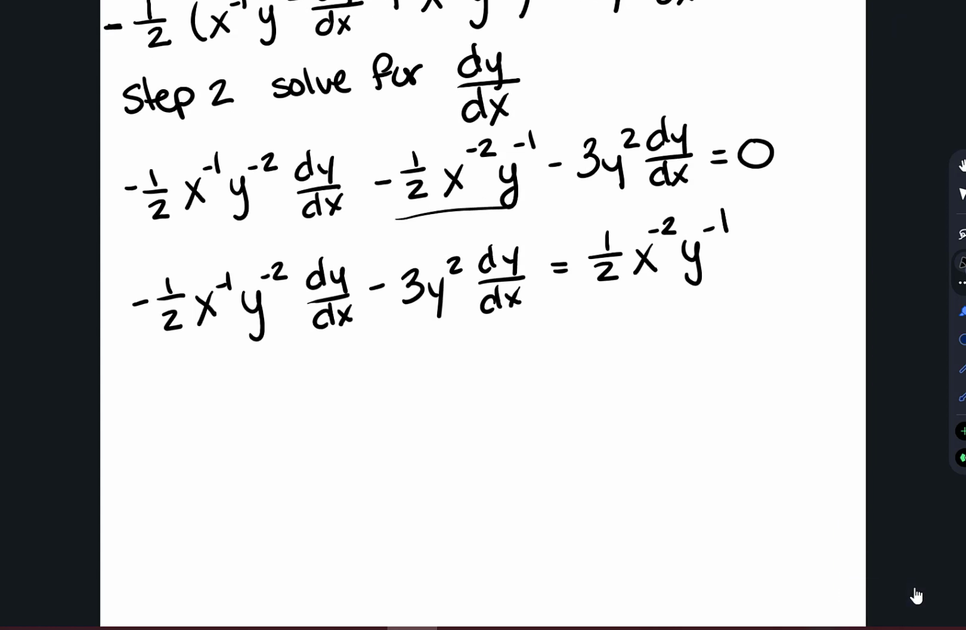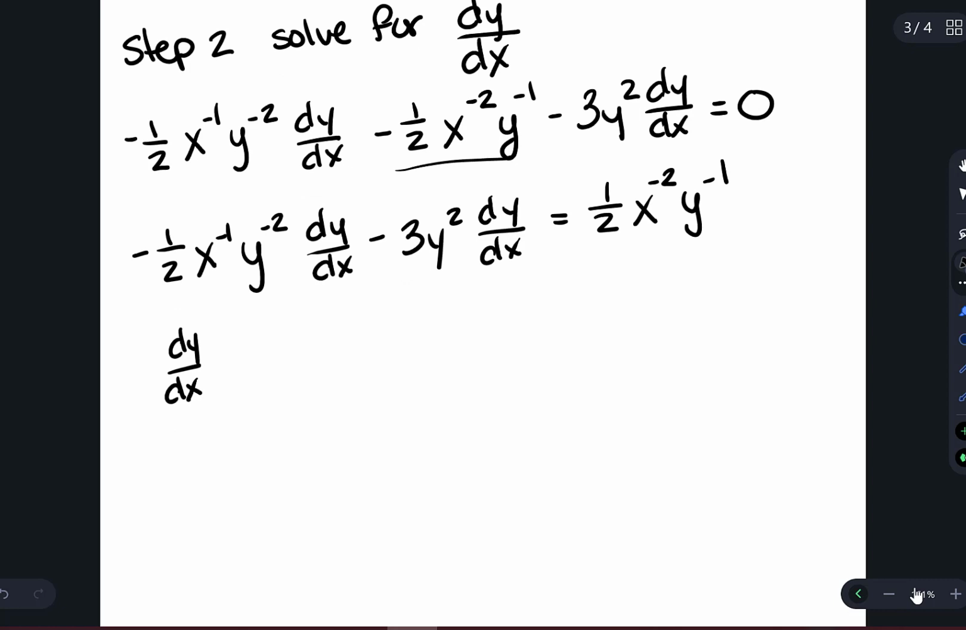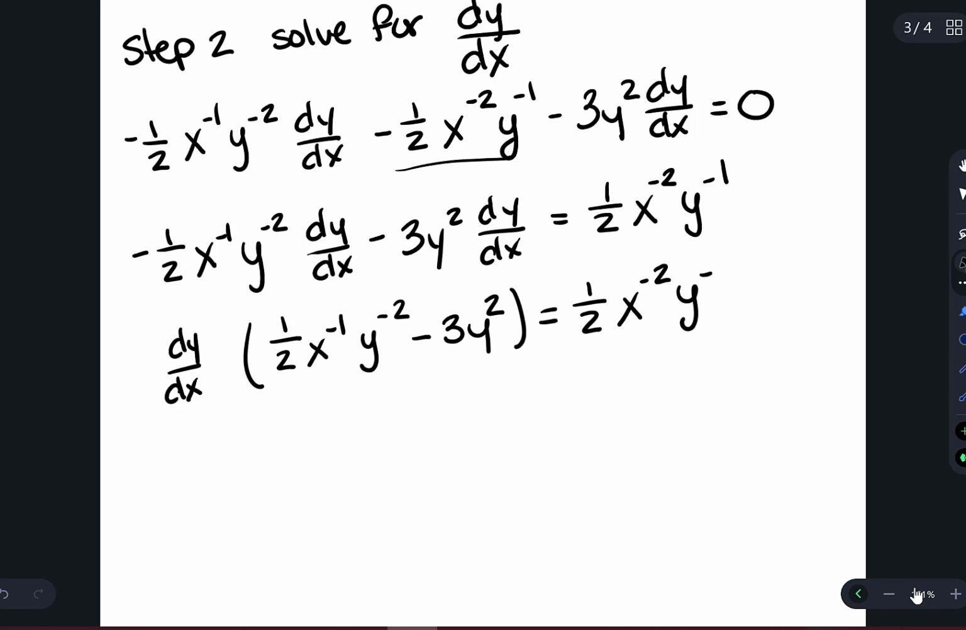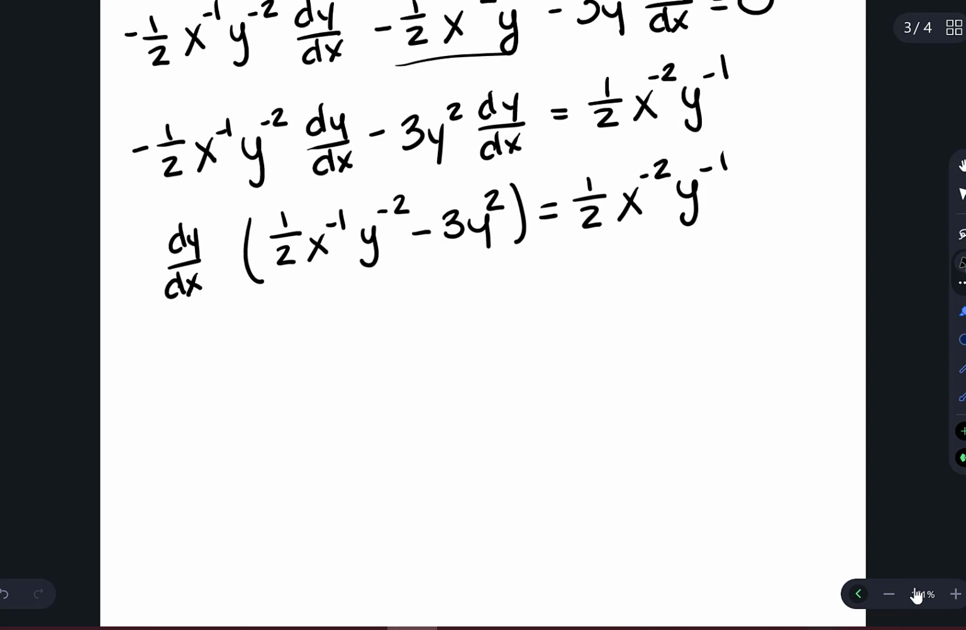I'm going to pull the dy dx term out, because again, that is an actual term. We're saying that's the derivative of y with respect to x, multiplied by negative 1/2 x to the minus 1, y to the negative 2, minus 3y squared. And again, that is equal to 1/2 x to the minus 2, y to the negative 1. And then finally, here we can solve for dy dx, which is what we're looking for.